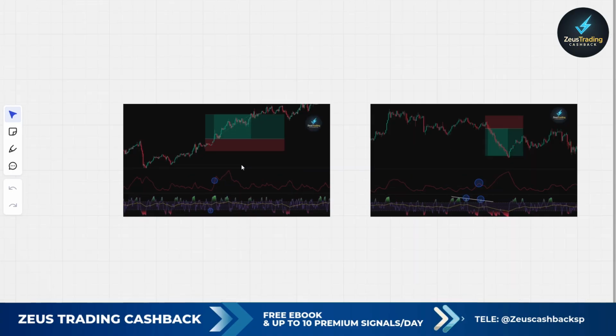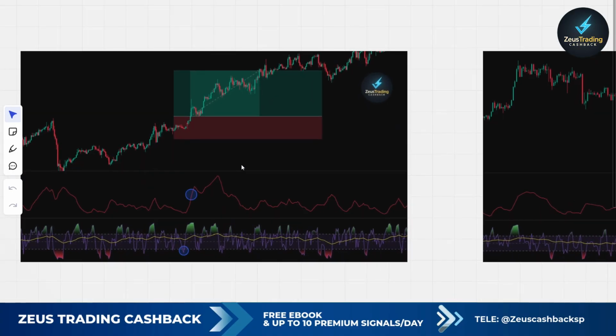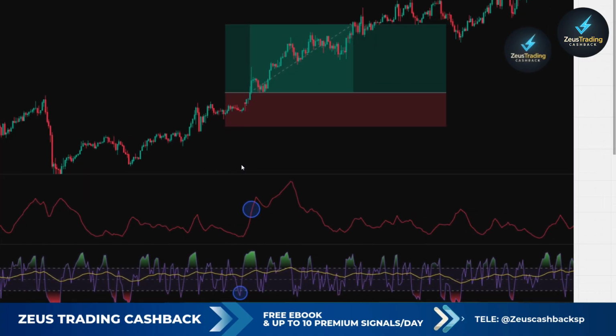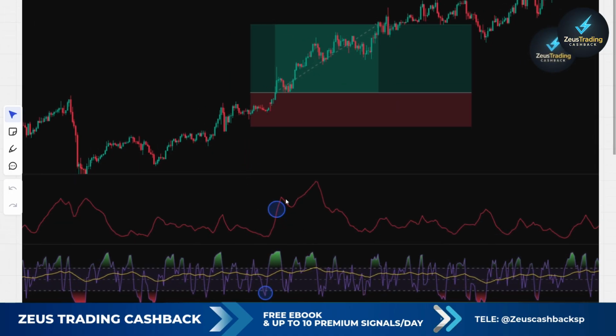Start by identifying the main trend using the EMA 50. If price is trading above and the EMA is clearly pointing upward, you focus only on buying opportunities. If price is below and the EMA is sloping downward, you look only for sells.